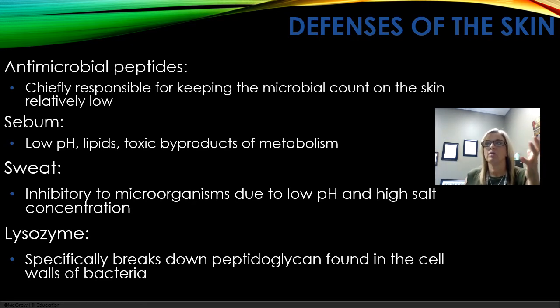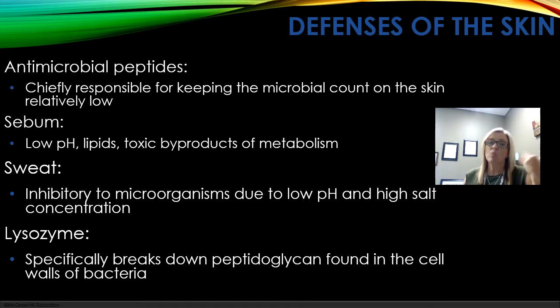Normal microbiota, remember, are a defense mechanism because they take up food and housing, so to speak. And so they're acting via competition or antagonism. They also sometimes produce different chemicals or toxic byproducts via their metabolism that can inhibit the growth of microorganisms that are not necessarily adapted to the skin.